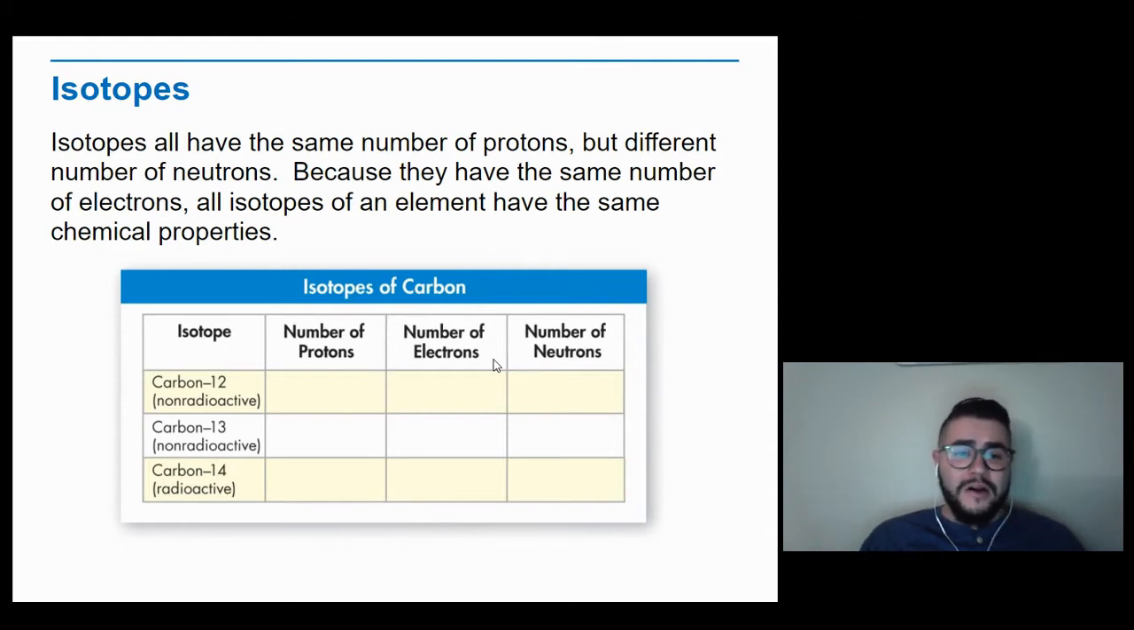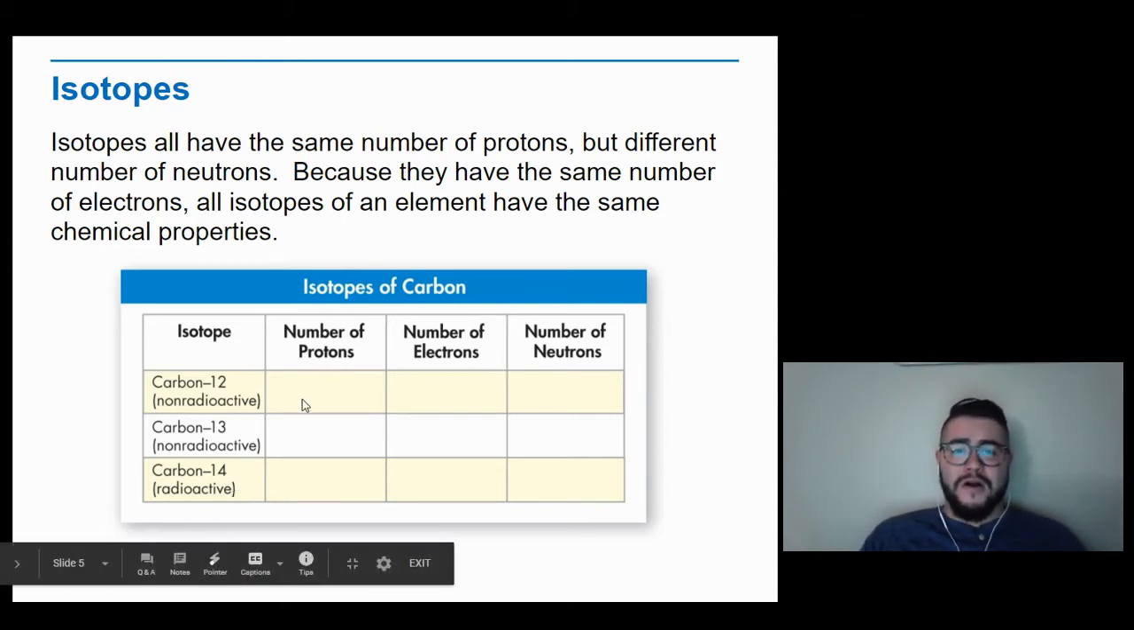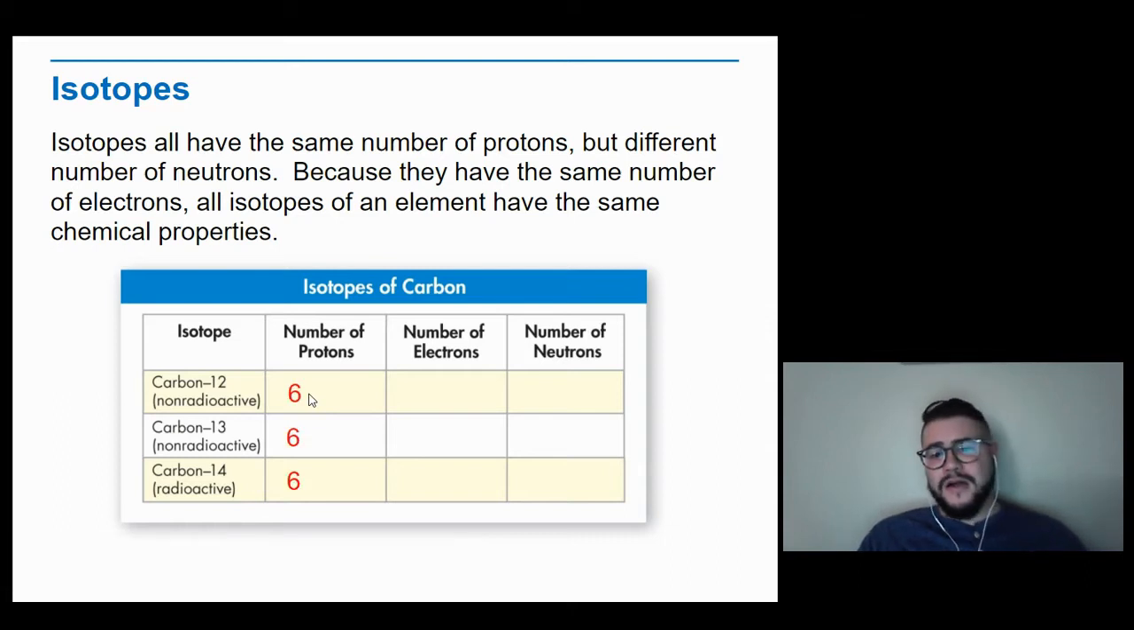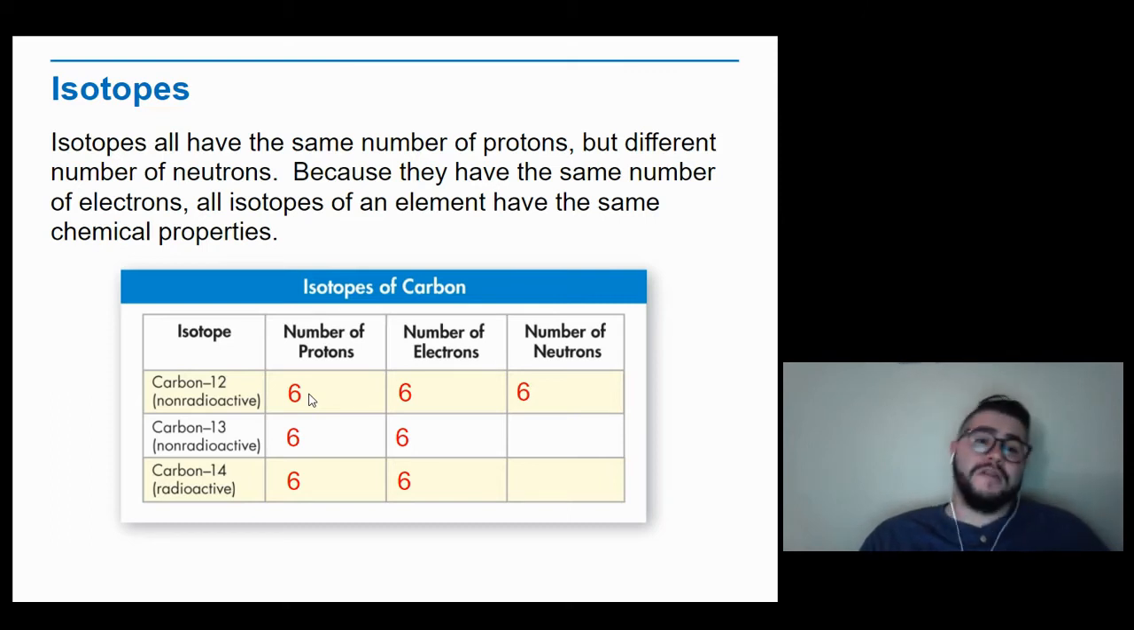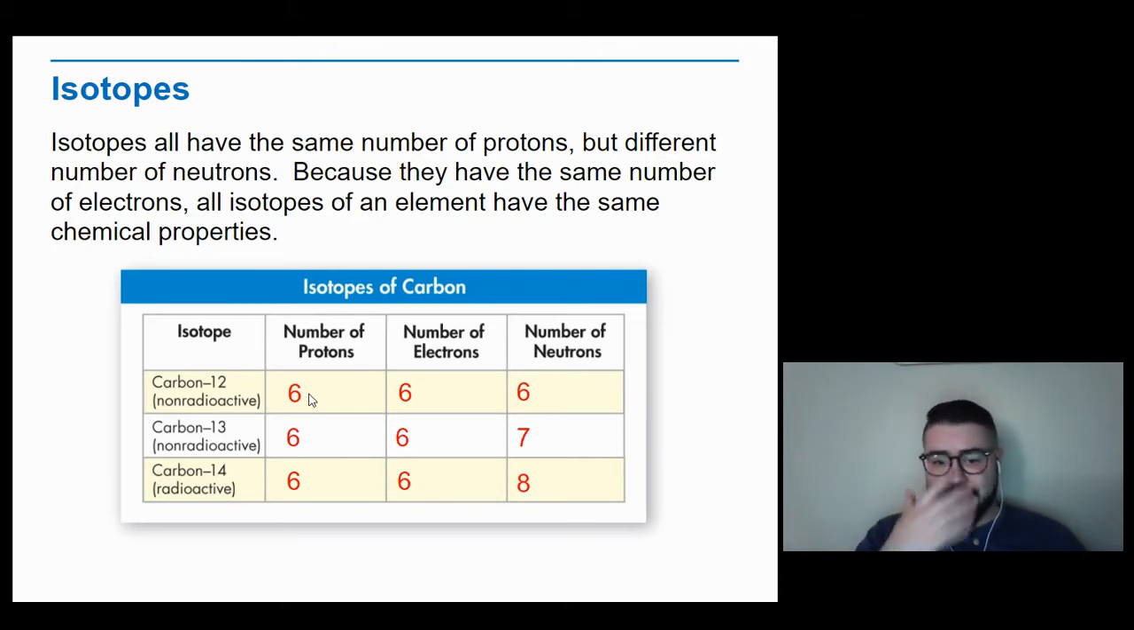So for carbon, for example, there are 3 different isotopes. They're called carbon 12, 13, and 14, where all of them have the same number of protons, 6, 6, and 6. All of them have the same number of electrons, also 6. But they differ on the number of neutrons. That makes the nucleus slightly different and has slightly different properties. So carbon 12 would have 6 neutrons, carbon 13 would have 7, and carbon 14 would have 8.